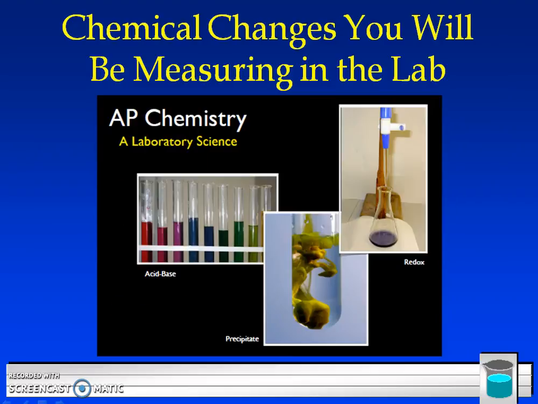He also talked about how in lab you will be measuring these chemical changes. One way is going to be acid-base, and that's through chemical change. Precipitate, and he talked about how double replacement reactions, you're going to figure out what is the compound that is formed through this precipitate, and redox reactions through titrations as well.